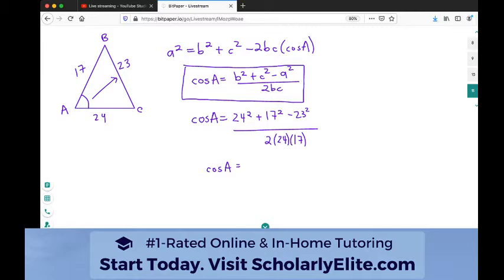So guys, let's plug these into our calculator. We've got 576 plus 289 minus, so 23 squared, we've got 529. Remember, this sign doesn't become positive, because this is the same thing as saying positive 23 squared being subtracted. That's something that a lot of people lose marks on, and it's something I want you guys to be really aware of because it's not worth losing marks. And then this equals, obviously, 576 plus 289 minus 529. So that's going to be 336 over 816, which equals approximately 0.4118.